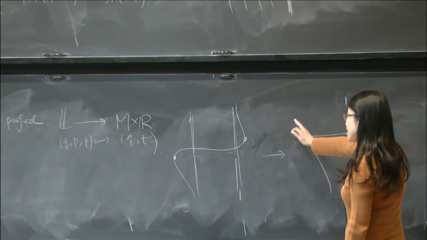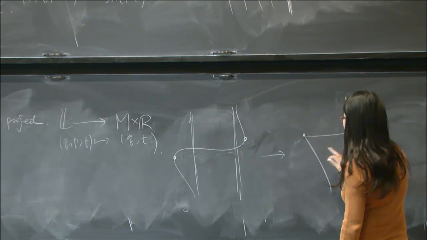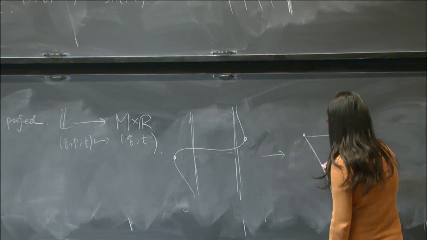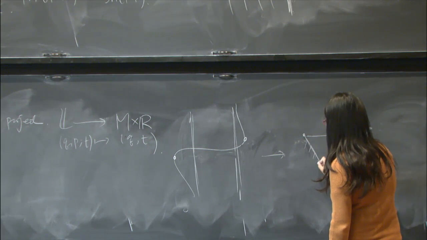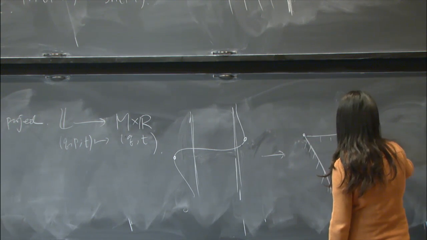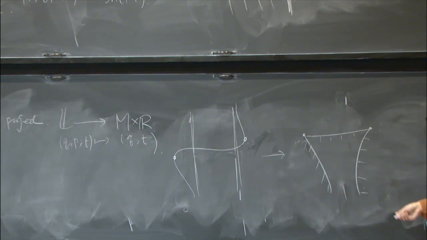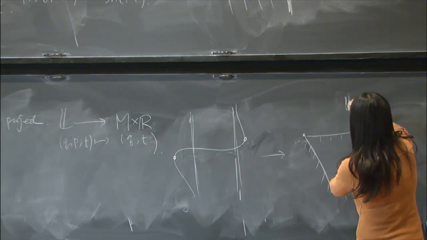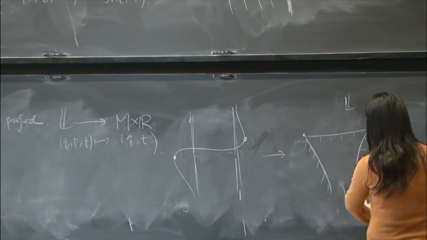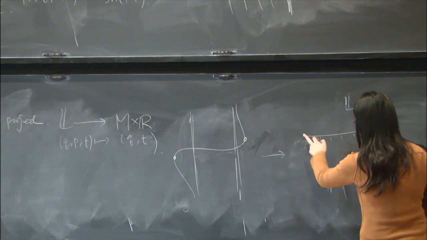And then for simplicity, let's assume that this projection is finite to 1. So then one can recover this L exactly from the wavefront projection. So then L exactly consists of the negative conormals to these hypersurfaces.